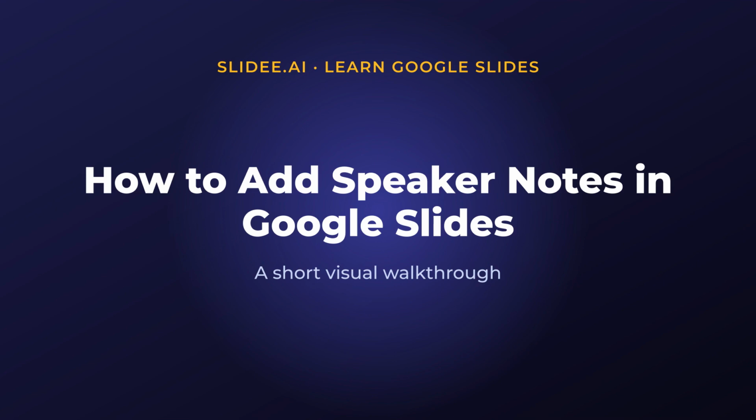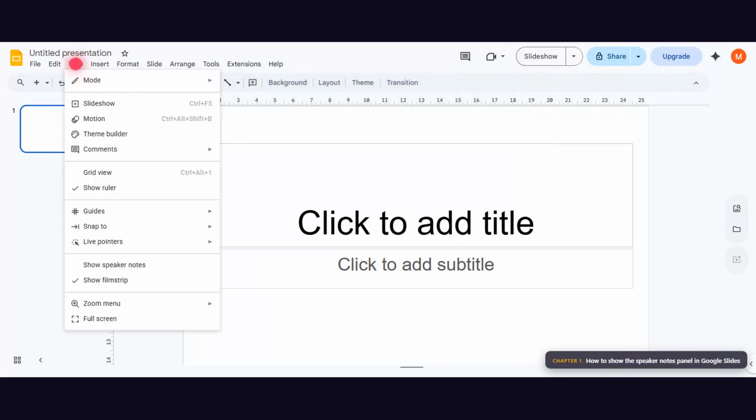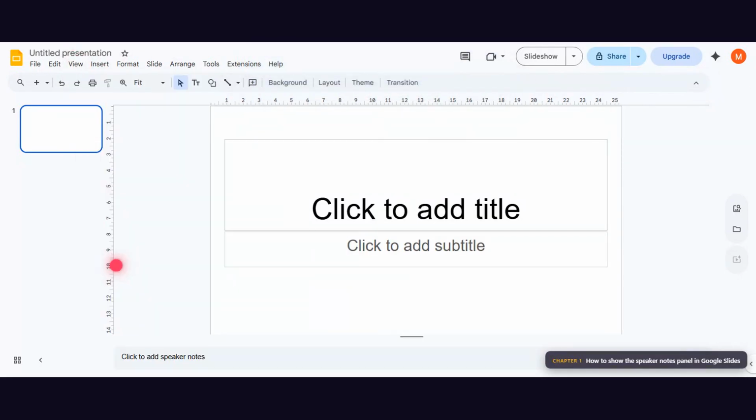Here's how to add speaker notes in Google Slides. To show the Speaker Notes panel in Google Slides, click View in the top menu. Then select Show Speaker Notes. The Notes panel will appear at the bottom of your screen.